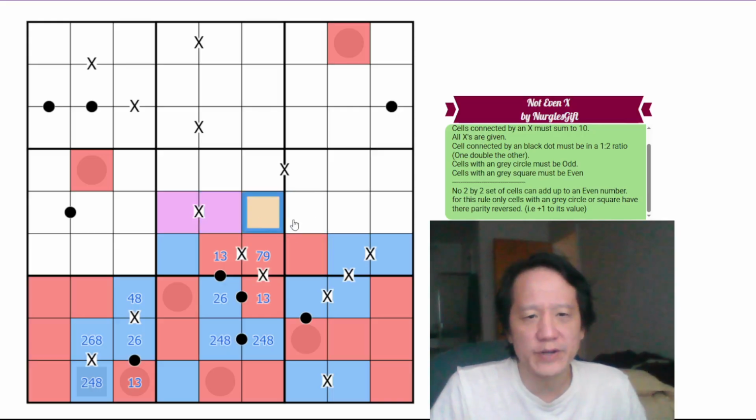These must be different parities, right? Because if they're the same parity, then we have two odds at least, and that would make this either 2 evens, which make 2 even 2 odds, or 4 odds, which makes an even number. So this has to be pink.